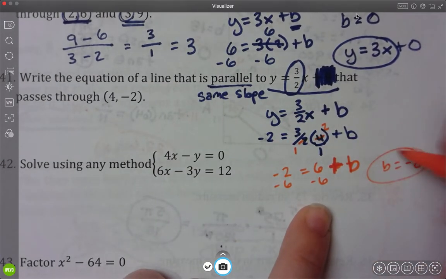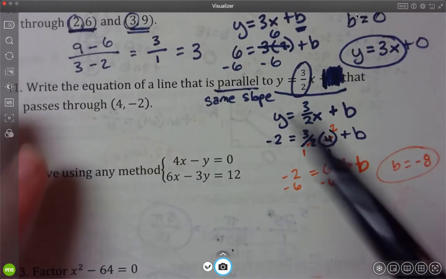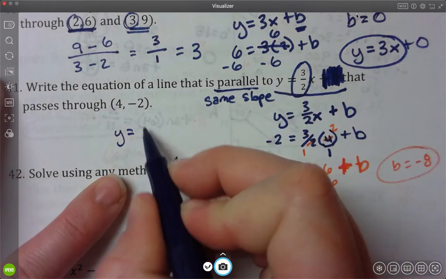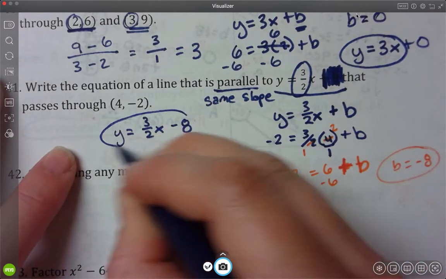Okay, and then I have to rewrite my equation. Let's write it over here. y equals, my slope was 3 over 2, x minus 8 for b. And there he is, fixed.